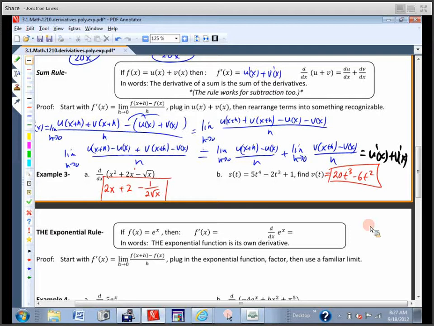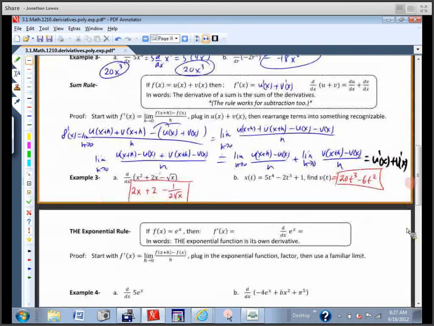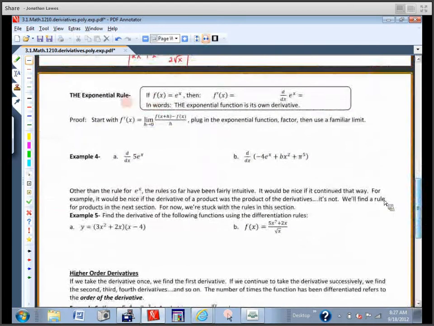So let's write down what the derivative would be. The derivative would be 20t cubed minus 6t squared. And that would be a 0, so I don't have to write it. That right there is the derivative. Okay? All right. Any questions there? They're that quick. They're that easy if you practice with them. You do have to know these really, really well. Okay? All right, next page.